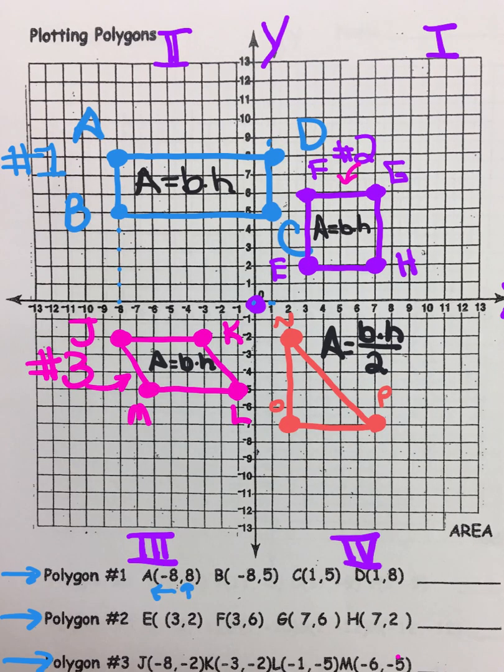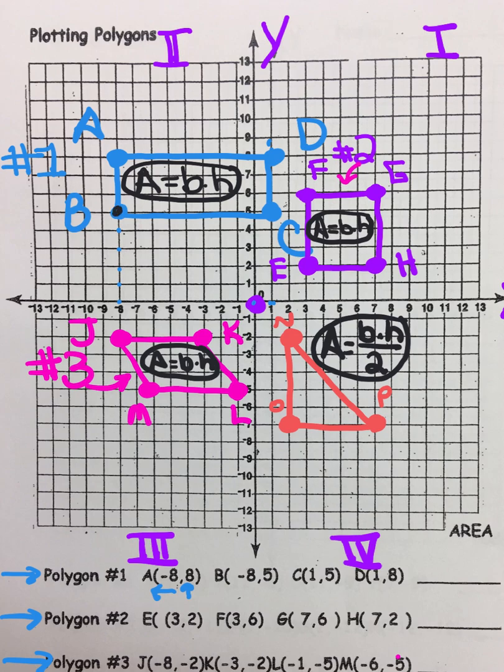For polygon number 1, which is a rectangle, we're going to use the formula area equals base times height. Same for polygon number 2. Number 3, same formula. However, for the triangle, we're going to use area equals base times height divided by 2. So for each polygon, we need to know the base length and the height. You're going to find that by counting the number of units along the base.